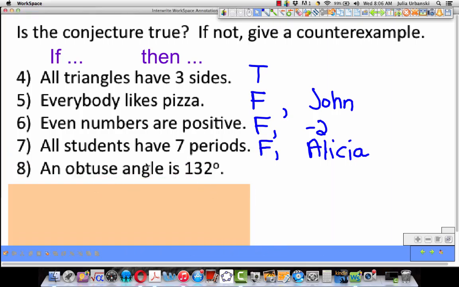The last one, an obtuse angle is 132 degrees. What that's asking you is, is it true that if something is an obtuse angle, then it will always be 132 degrees? Is that true for every single obtuse angle that you can think of? The answer is no. There are a lot of obtuse angles that don't equal 132. For one counterexample, I could say 150 degrees. That is an angle that is obtuse, but is not 132 degrees. So you're looking for things that are true for the first part of the sentence and false for the second part of the sentence. And we're going to study that more tomorrow in class.